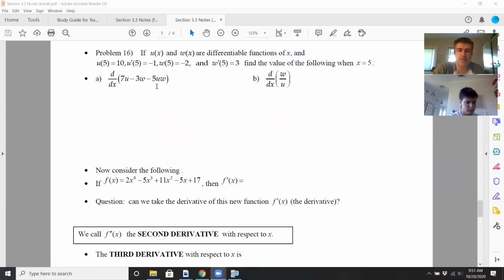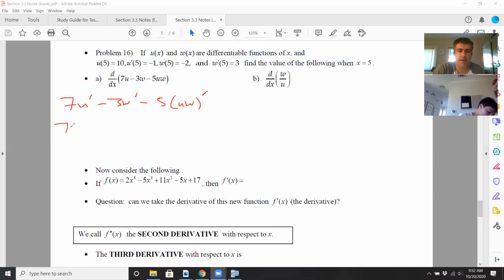Problem 16 here. This one's kind of interesting. This is actually very popular in the AP. You just have to apply the derivative. So obviously, you take a derivative of all these things here. So that's going to be 7u prime minus 3w prime minus 5, and then you have uw being multiplied together. So we need to take the product rule of that.